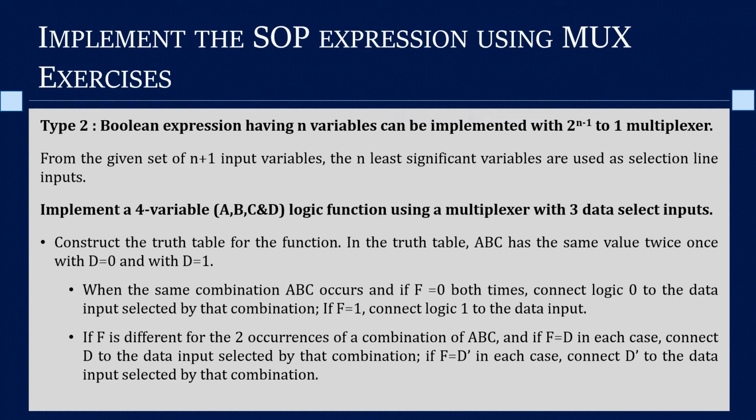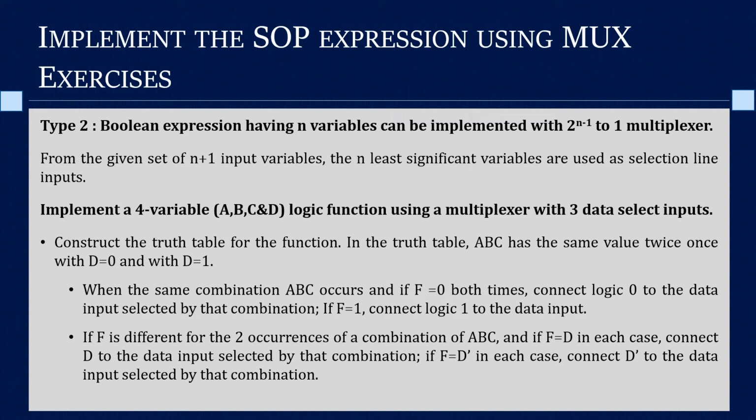Fine. The first step is we need to construct a truth table for the function. In the truth table, the ABC has the same value twice, once with D equal to 0 and D equal to 1. That is, we'll be having 2 rows like 0, 0, 0, 0 and 0, 0, 0, 1. That is, we are going to have only the difference in the least significant bit. The first 3 bits remain the same, right?